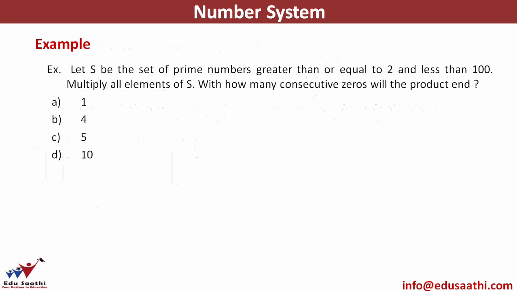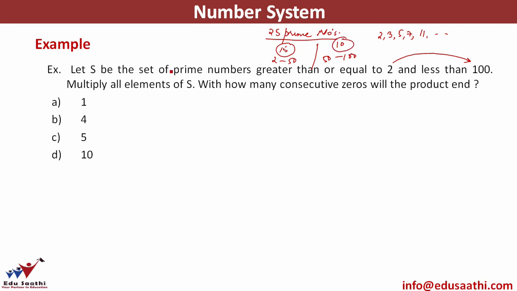Now let's look at some of the examples related to number system. Let S be the set of prime numbers greater than or equal to 2 and less than 100. Now, by the way, how many prime numbers are there which are less than 100? You need to count them. So 2, 3, 5, 7, 11 and so on. So there are 25 prime numbers which are below 100, out of which 15 are between 2 and 50, and from 50 to 100 there are 10 prime numbers.